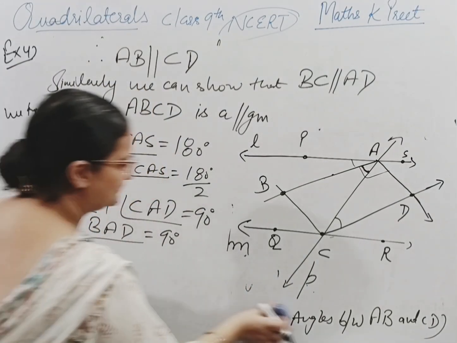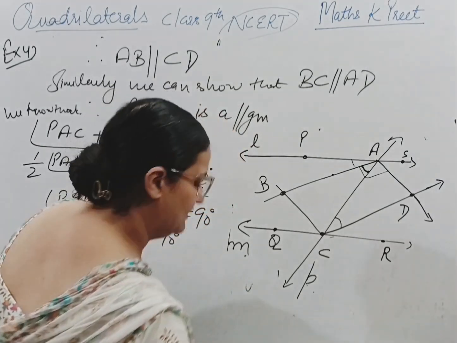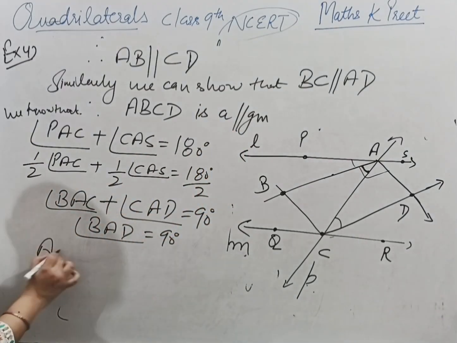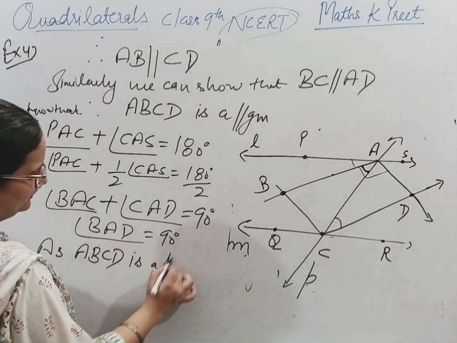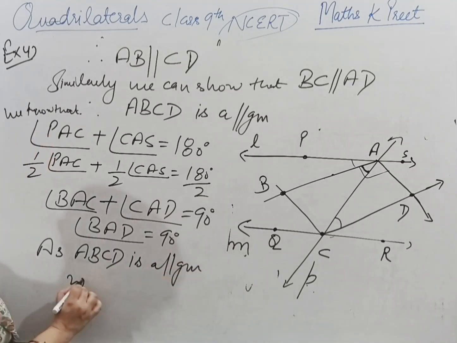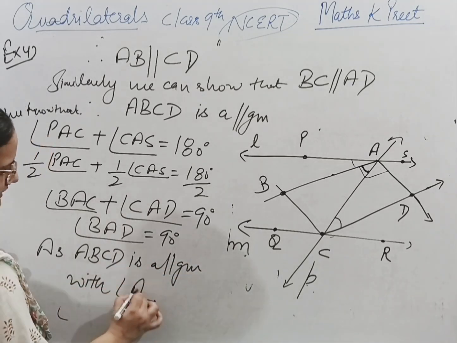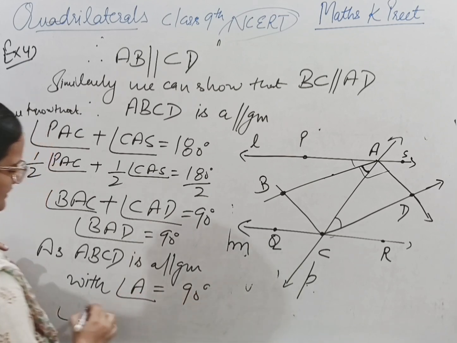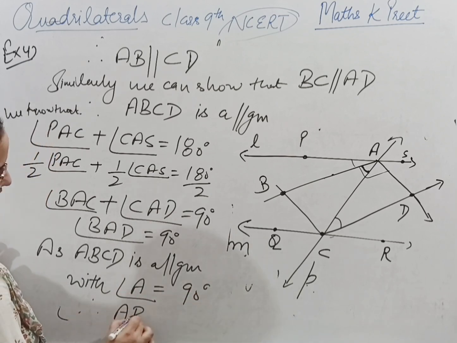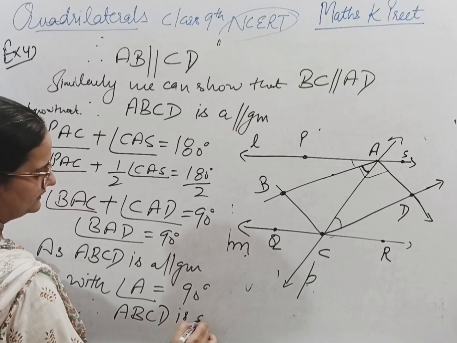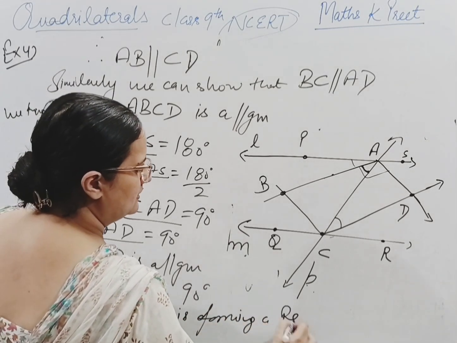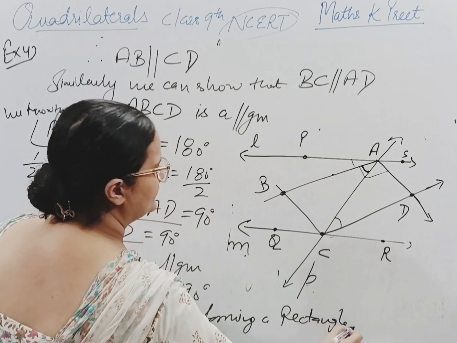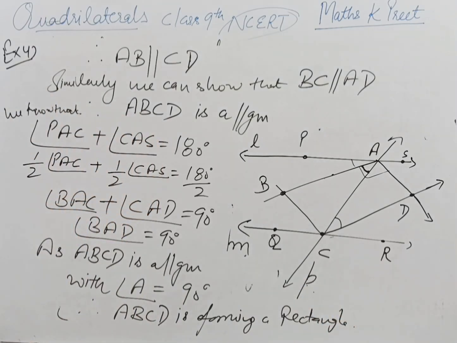So we can write, as ABCD is a parallelogram with angle A equal to 90 degrees, therefore ABCD is forming a rectangle, hence proved. A good question it is. So it is also important.